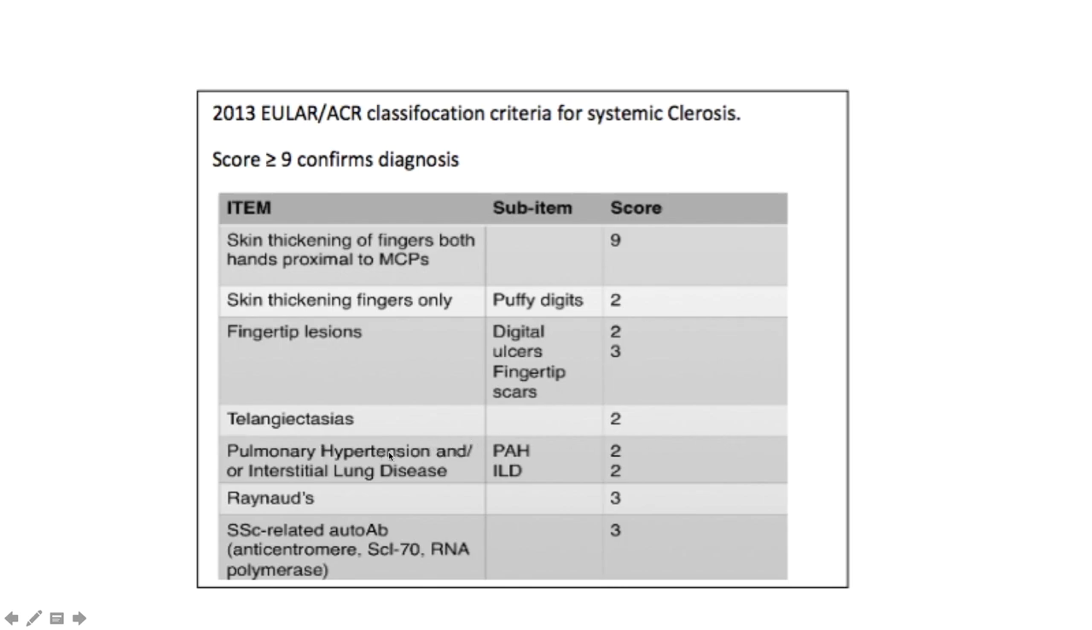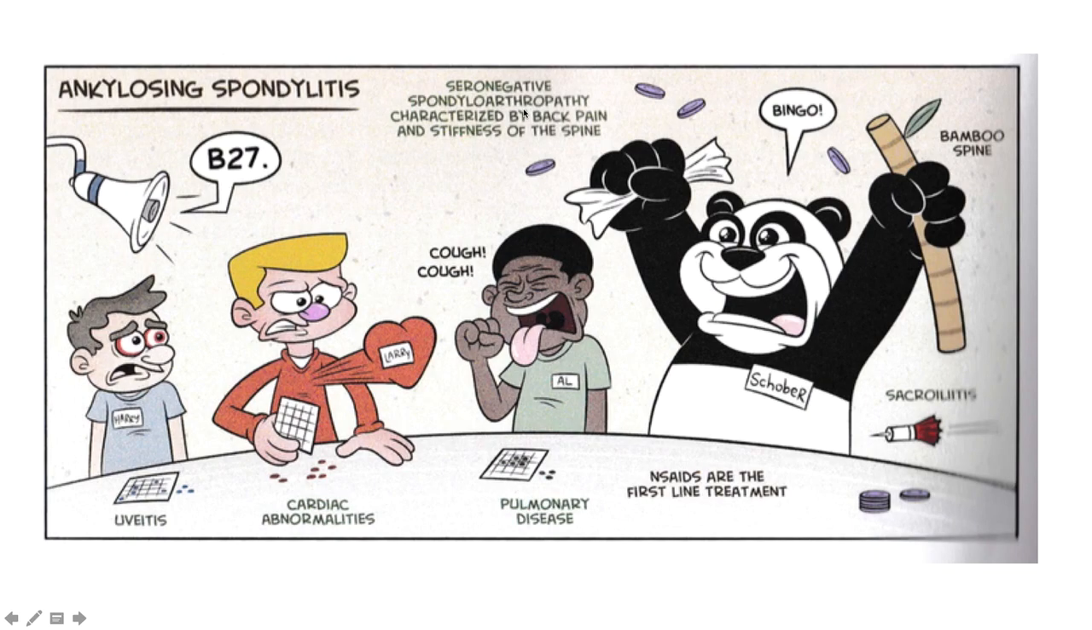Remember the pulmonary hypertension and/or interstitial lung disease. That happens. Remember that limited systemic sclerosis is usually associated with pulmonary hypertension versus the diffuse systemic sclerosis, which gives you more ILD. But those are not all-encompassing and all-inclusive. It's not hard and fast, but usually suggestive. 2 for each of those. Raynaud's, you get 3. Systemic sclerosis-related antibodies, where we speak to anti-centromere, anti-Scl-70, or RNA polymerase, you get 3. Okay, cumulative score of 9 or more, systemic sclerosis. Good stuff, good stuff.